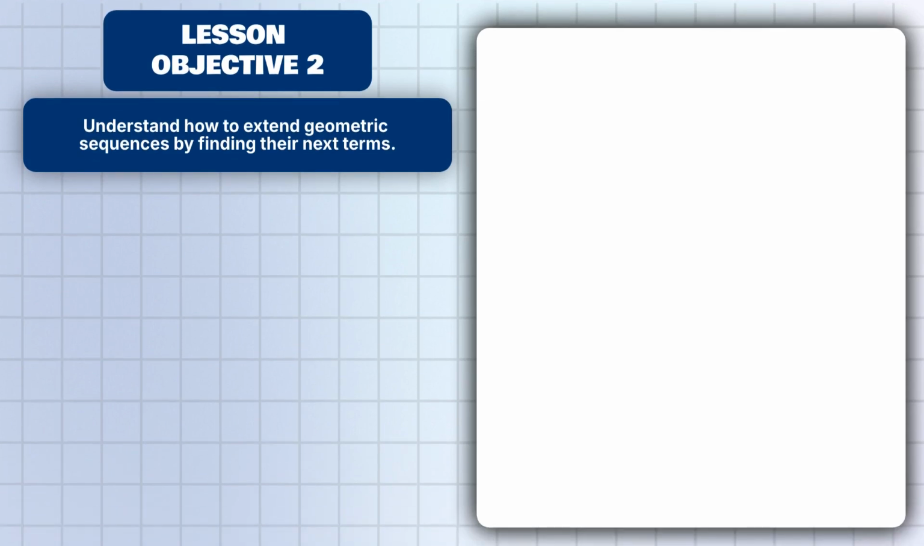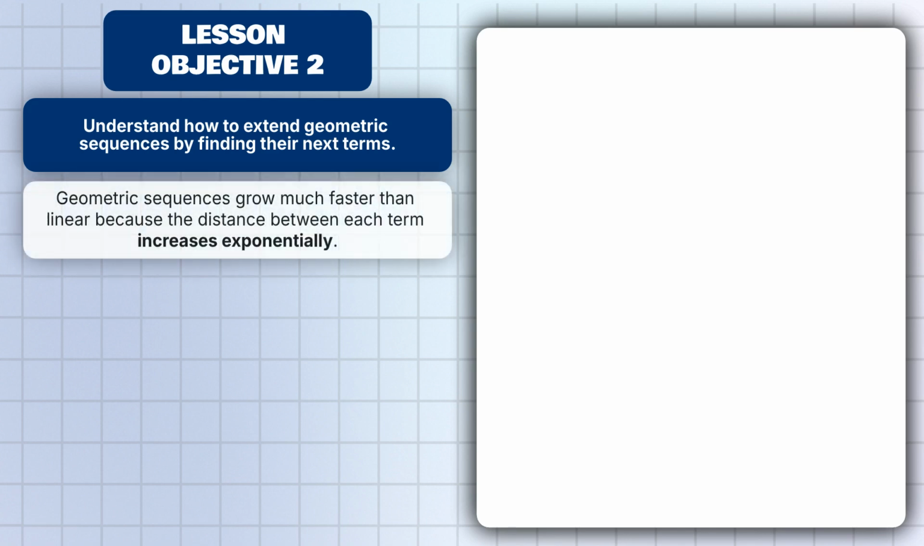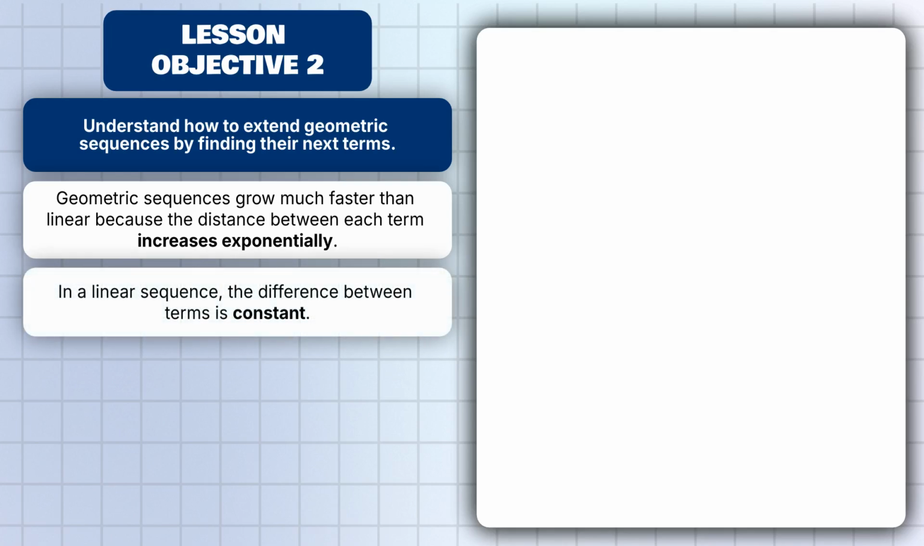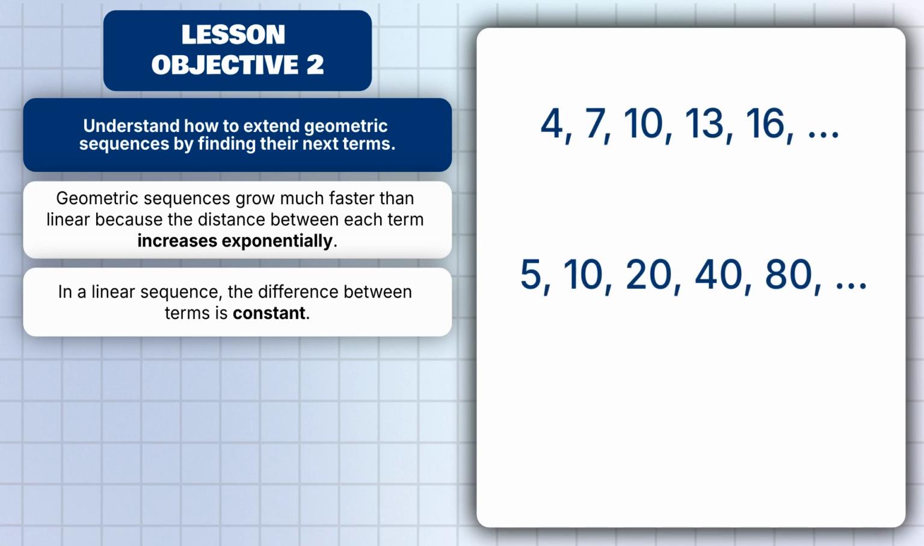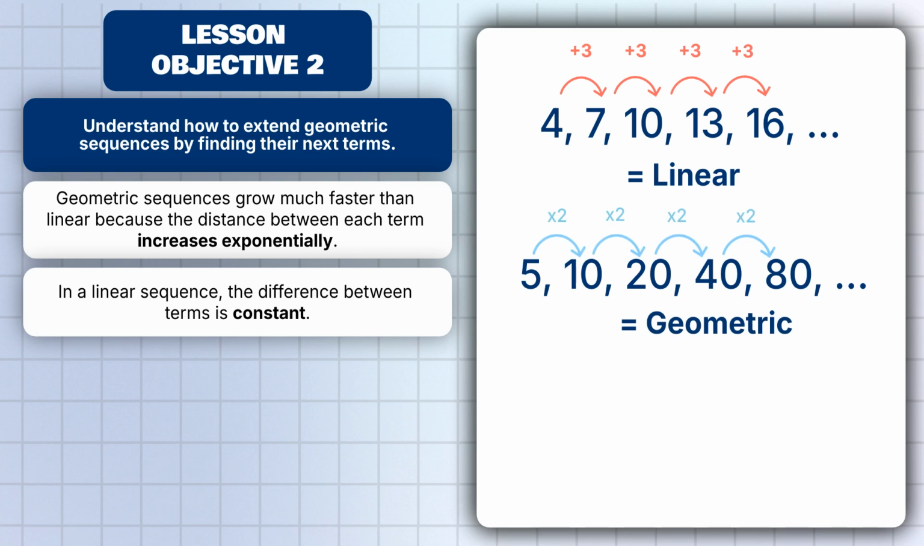Let's compare geometric and linear sequences. Geometric sequences grow much faster because the distance between each term increases exponentially, whereas in a linear sequence, the difference between terms is constant. This difference can help you remember which is which. To illustrate this, consider the sequences on the right. Which one is geometric and which one is linear? The sequence 4, 7, 10, 13, and 16 is linear because it has a constant increase of 3. The sequence 5, 10, 20, 40, and 80 is geometric because each term is multiplied by 2.